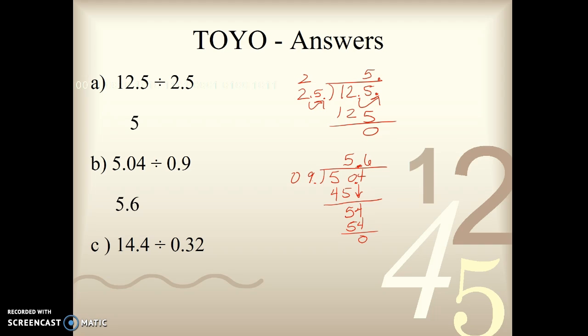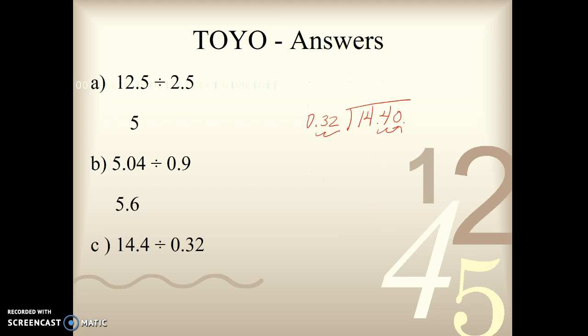All right, let's do letter C. Okay, letter C, 14.4 divided by 0.32. This time we're going to move the decimal place over 2 places in the divisor, which means we need to add a 0 in the dividend so that we can move the decimal place over 2 places. Let's go ahead and just rewrite this because that's not very clean. All right, so here's what it looks like now.